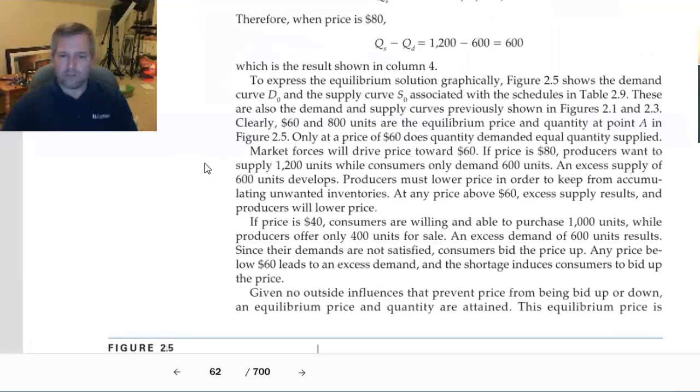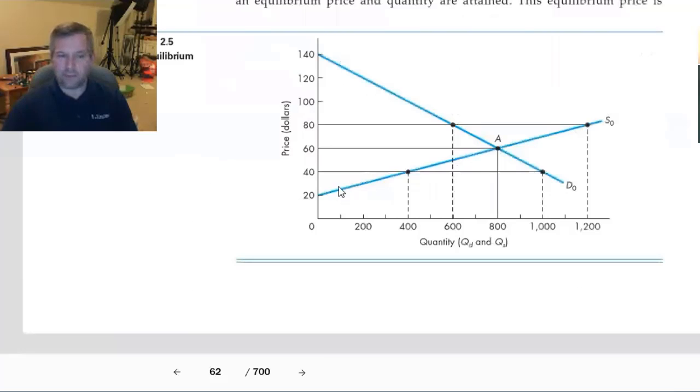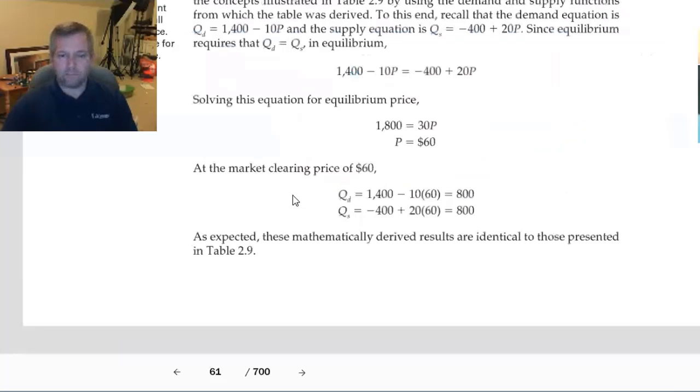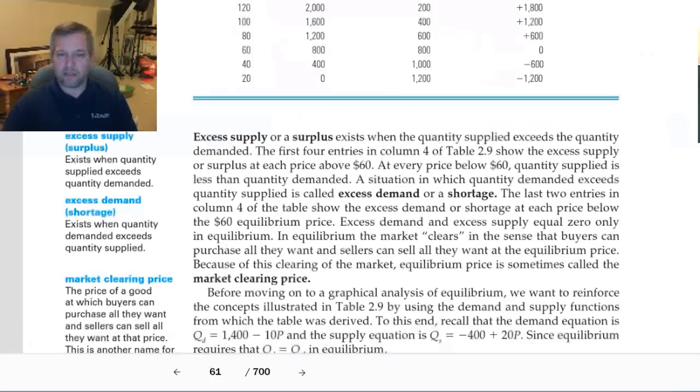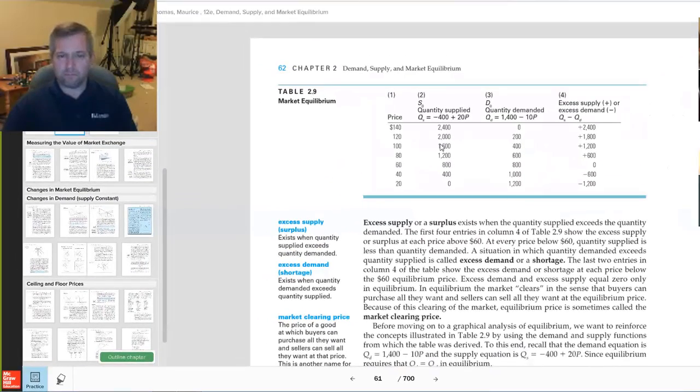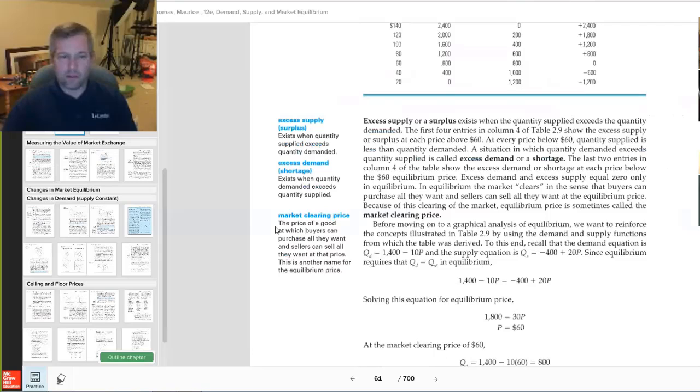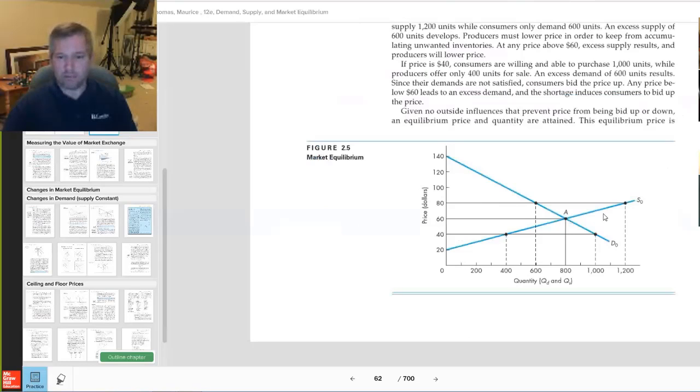If you went into Excel and made a table like table 2.9 and graphed it, you should get a graph that looks like figure 2.5, and you should see that where they cross is consistent with the algebraic result that you got. So the equilibrium price that I found was $60. The equilibrium quantity that I found was 800.